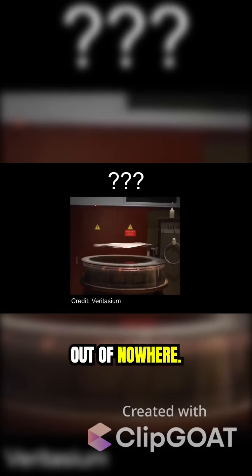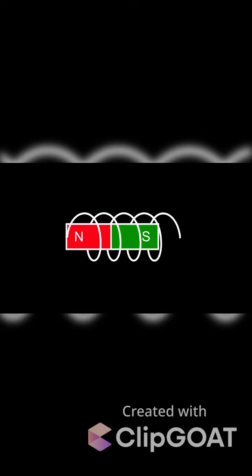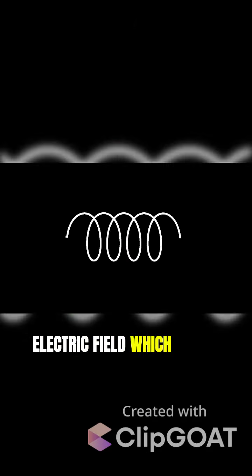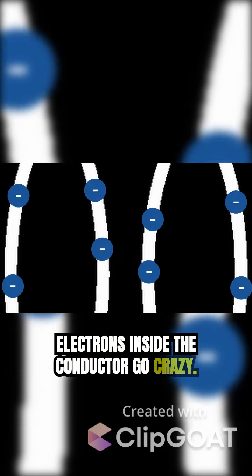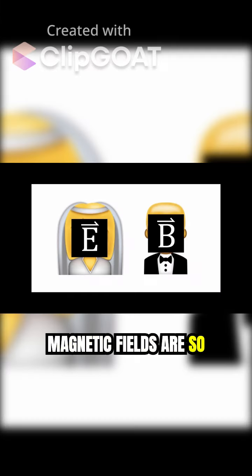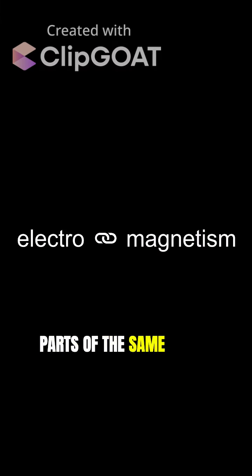One consequence of this is that current can seemingly come out of nowhere by moving a magnet next to a conductor. The moving magnet creates an electric field which makes the electrons inside the conductor go crazy. That is called induction. In other words, electric and magnetic fields are so tightly linked that they are two parts of the same bigger thing.